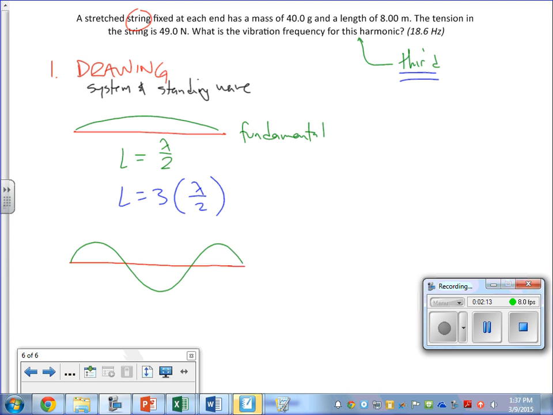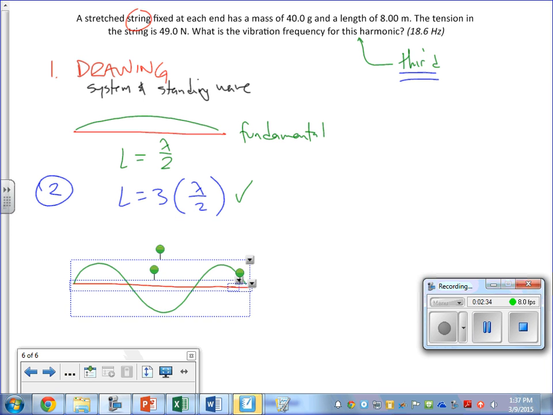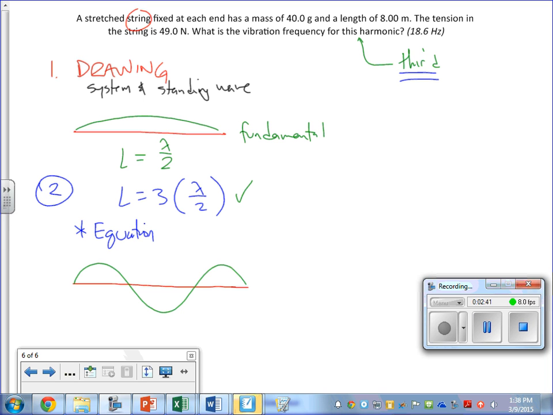You've heard me say it might be easier to draw the wave first and then draw the string. So that's what we're saying. We need to use this for the third harmonic: L is 3 halves of a wavelength. So this is our big step 2, an equation relating L and lambda. There it is. L is 3 halves of a wavelength.